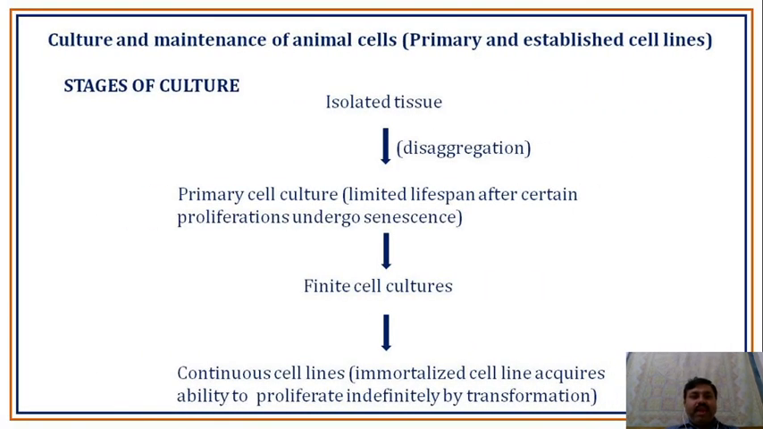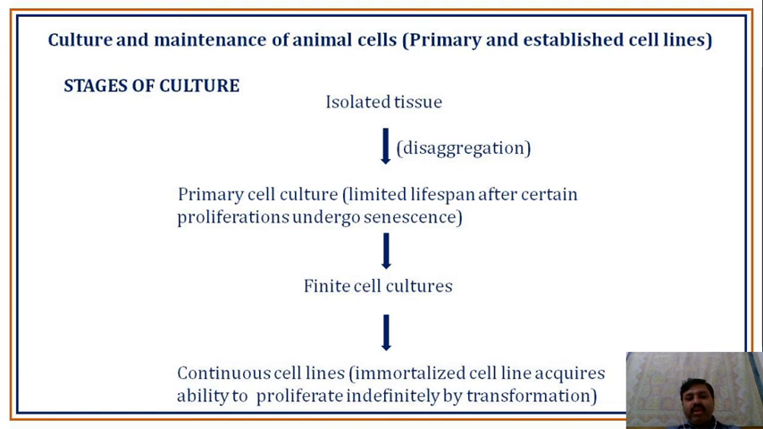So simply, I have put this down as a flow chart here so you can understand it. You have your isolated tissue, and then you disaggregate it, and then you get your primary cell culture here, which has a limited lifespan. After certain proliferations, they undergo senescence. Senescence is also cell death, which is a normal process.